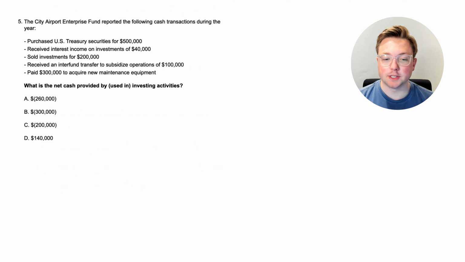All right, here we are at question 5. What is the net cash provided by or used in the investing activities? Let's go up to the top. The City Airport Enterprise Fund reported the following cash transactions during the year: purchased U.S. Treasury securities for $500,000, received interest income on investments of $40,000, sold investments for $200,000, received an interfund transfer to subsidize operations of $100,000, and they paid $300,000 to acquire new maintenance equipment. So again, what's the net cash provided by or used in the investing activities?